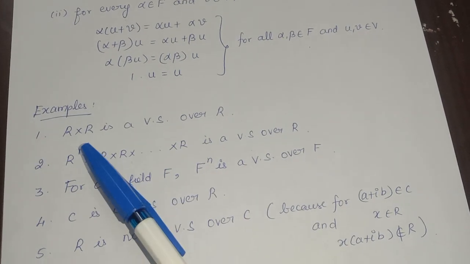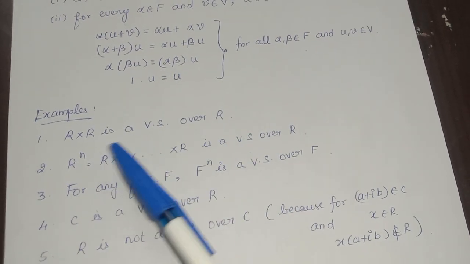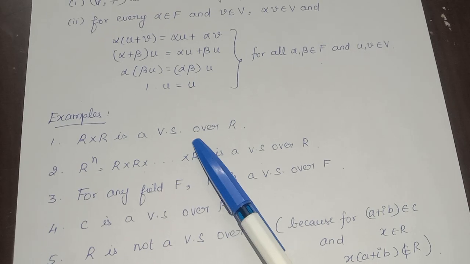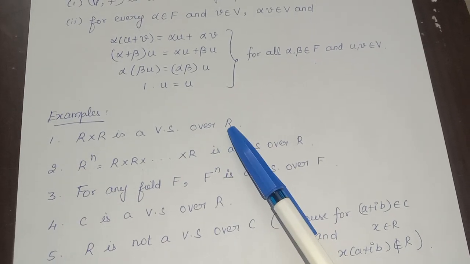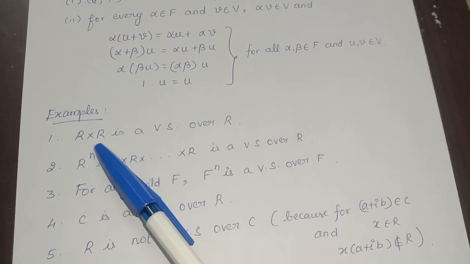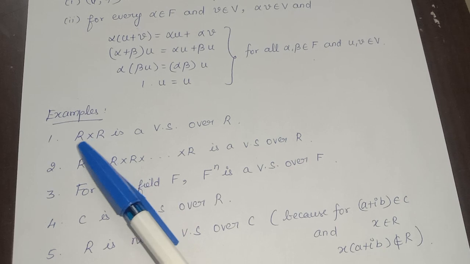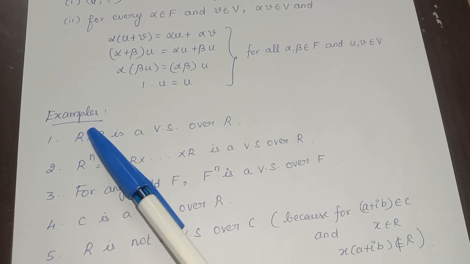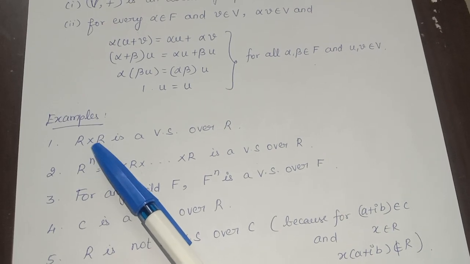The first one is R cross R is a vector space over R. R denotes the set of all real numbers here, and as we know, it's a field. So in the field we have taken R, and in the place of V we have taken R cross R, that is the two-dimensional space. The elements here will be of the form (x, y). So this is R2, isn't it?